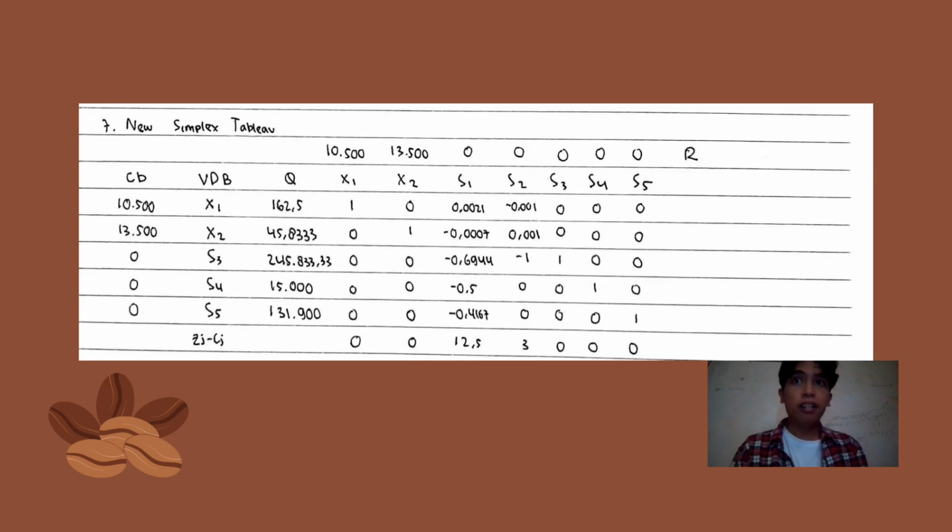Just like before, first, we need to find the value of Zj minus Cj. We get that all of the values from Zj minus Cj are non-negative. Then we can say we already found the solution.